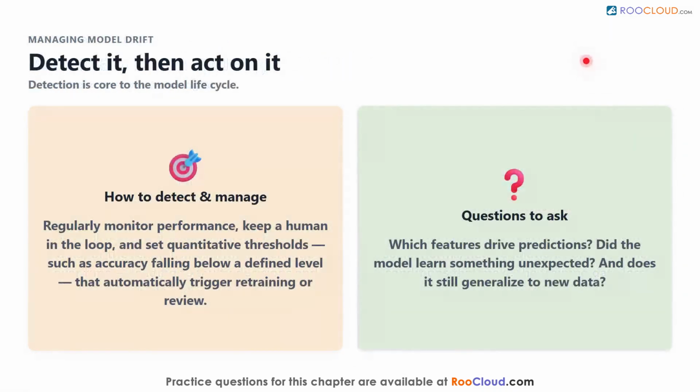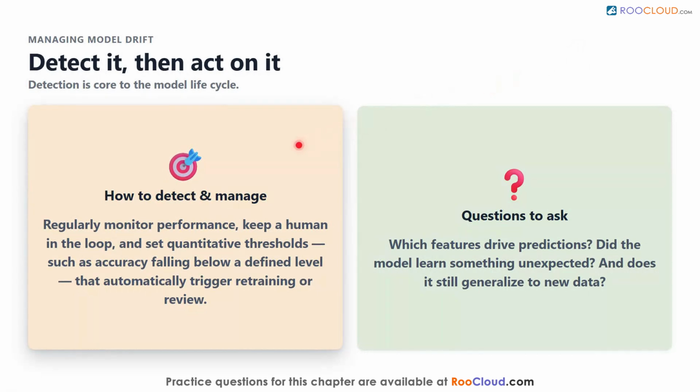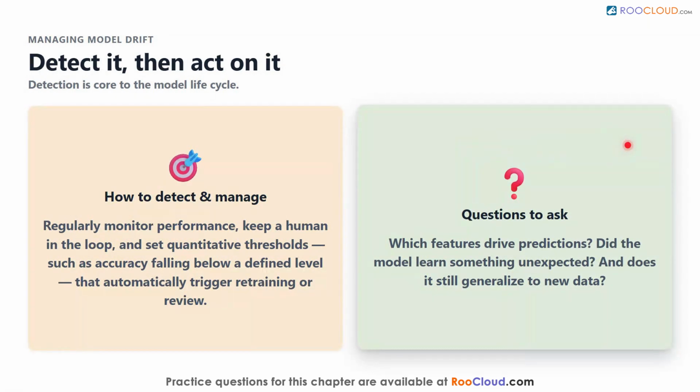Detecting drift is core to managing a model's life cycle. It means regularly monitoring performance, keeping a human in the loop, and setting quantitative thresholds, such as accuracy falling below a defined level, that automatically trigger retraining or review. Useful questions to ask include which features drive predictions, whether the model learns something unexpected, and whether it still generalizes to new data.